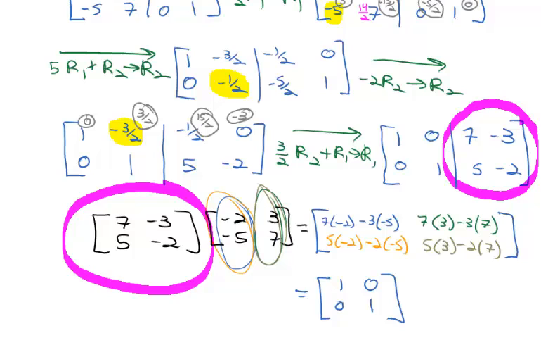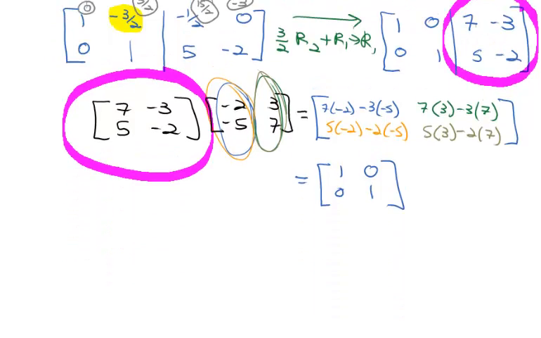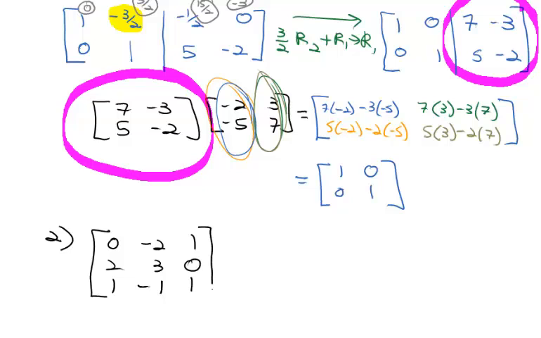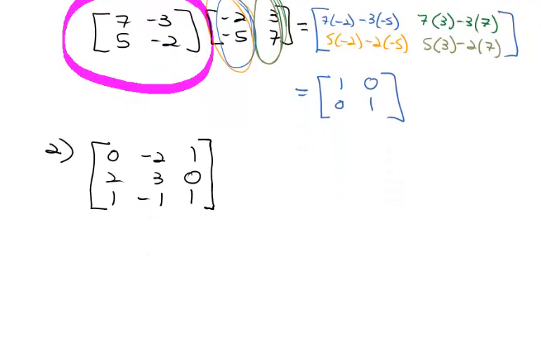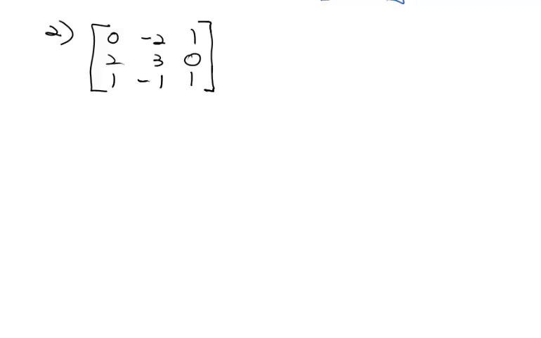Pretty straightforward. It's the exact same process with a 3 by 3 matrix. Let's try one. Let's find the inverse of the matrix 0, negative 2, 1, 2, 3, 0, 1, negative 1, 1, and we're going to find the inverse of this matrix.